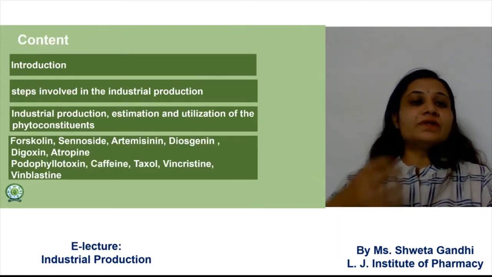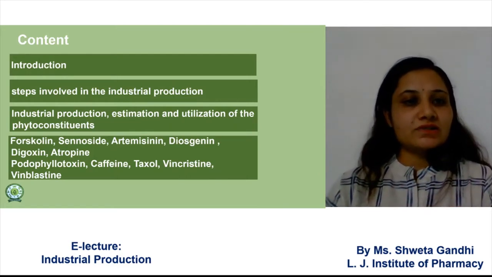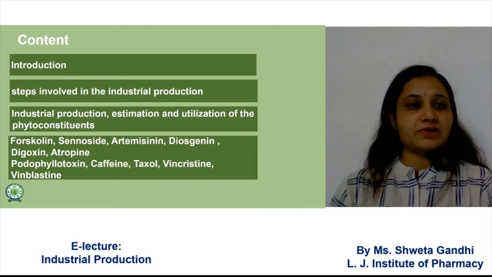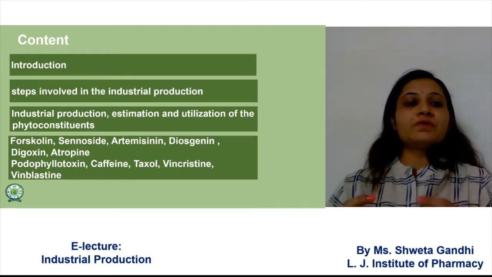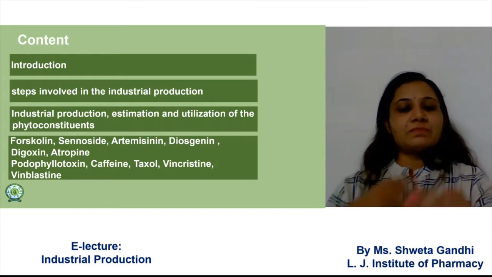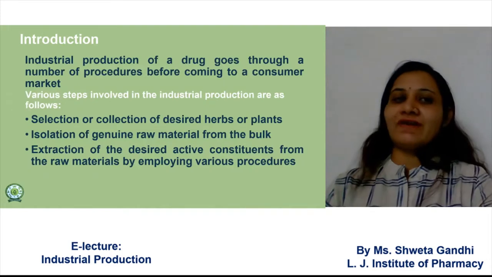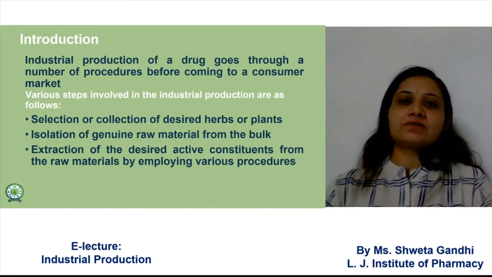So, in the introduction, first you need to know what industrial production is, what the steps involved in industrial production are, what we mean by estimation and utilization, and then one by one the procedure of all the phytoconstituents. So let's start with the introduction to industrial production.